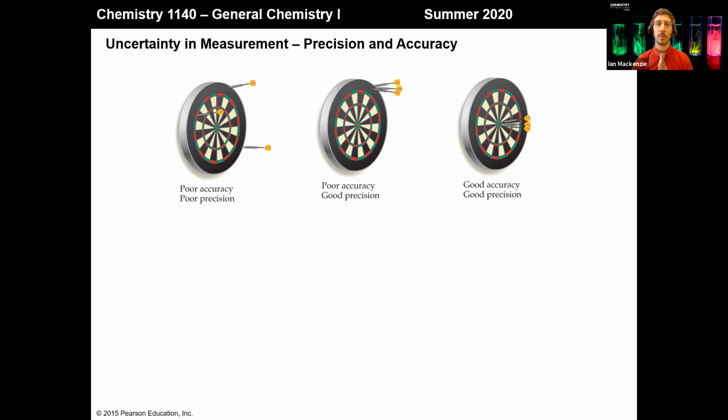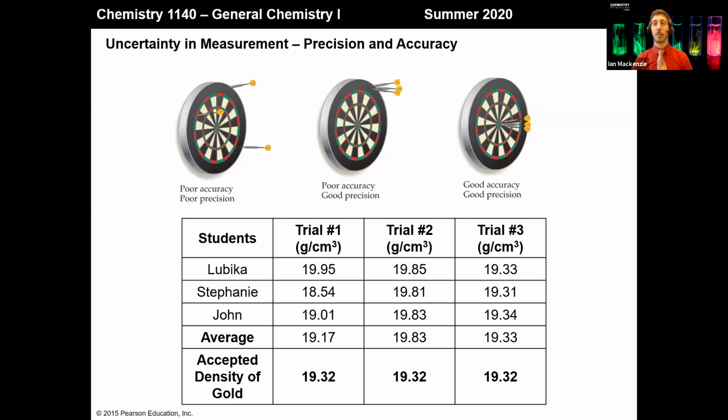Let's make this practical by going through one specific example. Let's say we had 3 students, Lubika, Stephanie, and John, who are in the lab measuring the density of a gold block. And we know that the density of gold is 19.32 grams per centimeter cubed, as reported. In this first trial, Lubika, Stephanie, and John took 3 measurements. And what we see is that in the first trial, we have poor precision. There's a large range of measurements. It ranges all the way from about 18.5 almost up to 20. And additionally, none of the students' individual measurements are close to the accepted value.